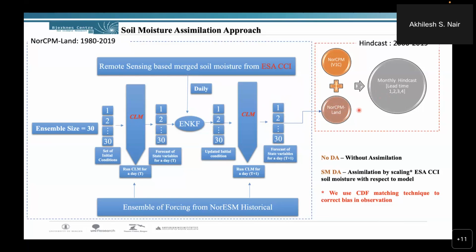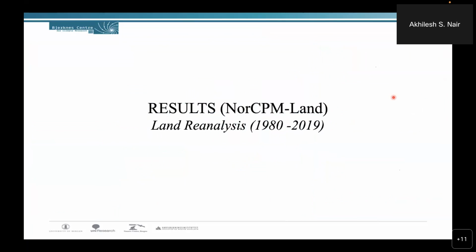So we are checking how improving land condition impacts the hindcast scenarios. We would have two test cases again in this: one with the NorCPM conventional scenario and one with the improved land. So to highlight, whatever variation in results we see from the hindcast scenarios would be caused only by the variation in land. Let me take you to the first results.